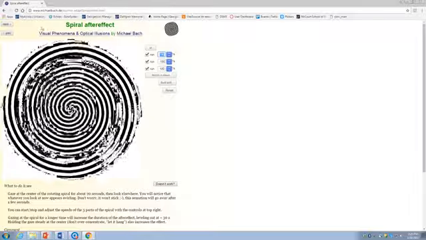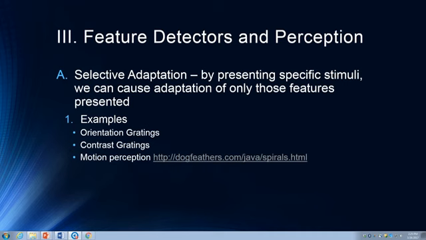So this demonstrates we have cells in the visual cortex responding to these specific kinds of features and these specific kinds of stimuli.